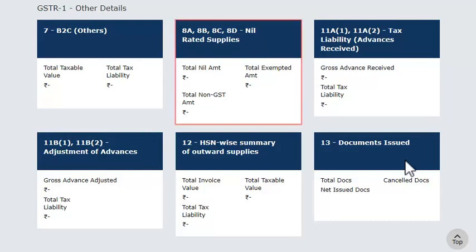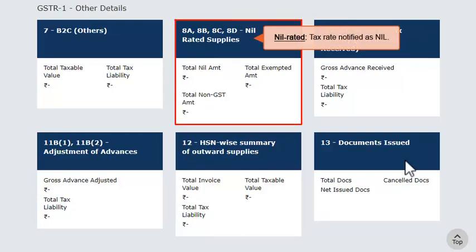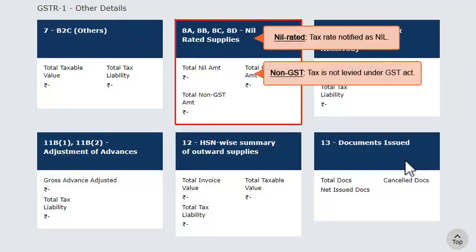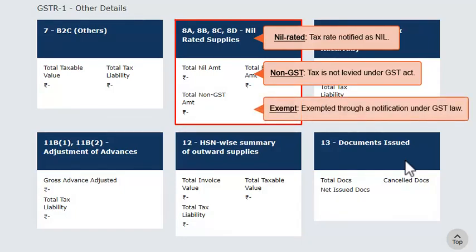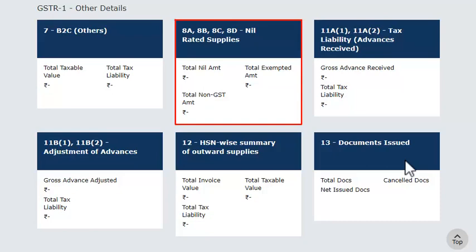GST has provisions for declaring nil-rated, non-GST and other exempt supplies. Nil-rated are those supplies for which the tax rate has been notified as nil. Non-GST are those supplies on which the tax is not levied under the GST Act, such as for supply of wine, beer, land, etc. Whereas other exempt supplies are those supplies which have been exempted through a notification under the GST law. While all these supplies carry a zero rate of tax, all these supplies must be captured separately in GSTR-1. Click the nil-rated supplies block to open its field as shown.